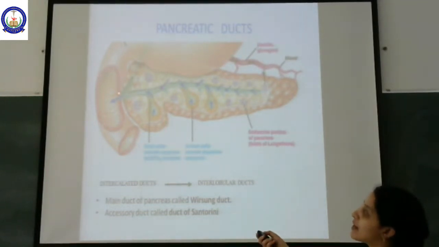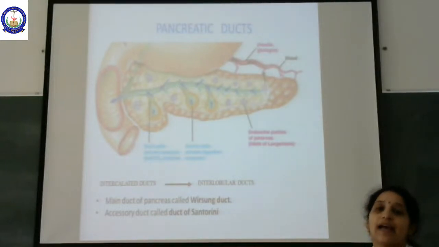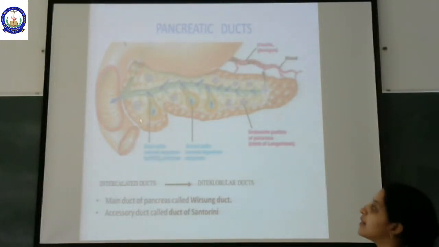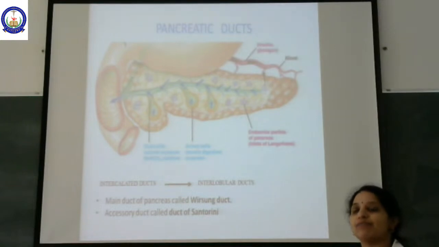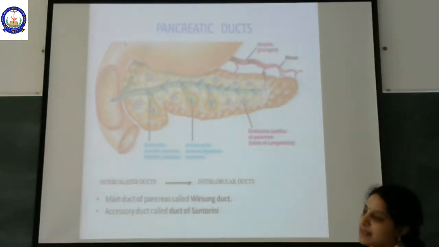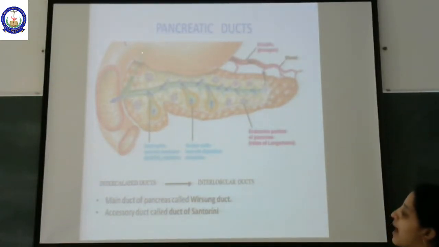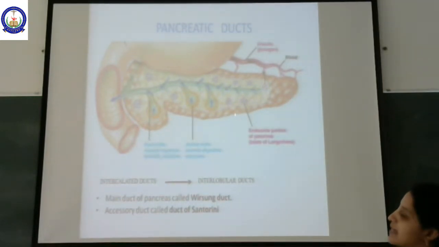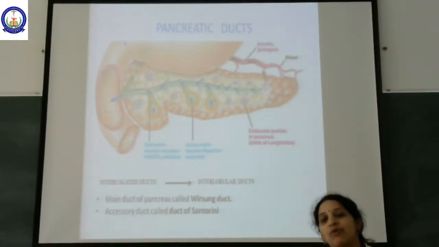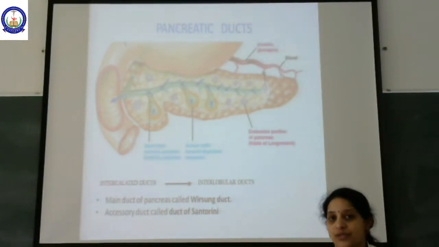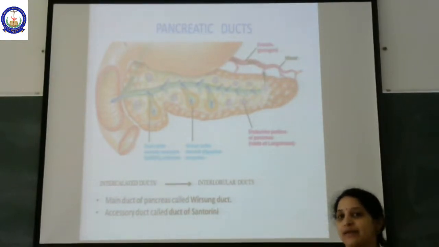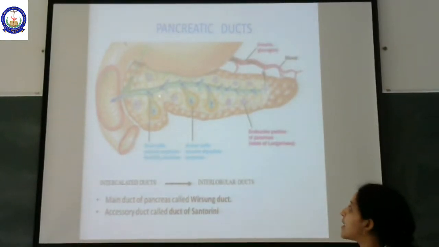And here the function of these glands, the enzymes which are poured here, they will help in the digestion and absorption of various substances. Okay. Now, this is one more duct called the accessory duct or duct of Santorini. These smaller glands are the endocrine glands. These endocrine glands are responsible for secretion of hormones, which we will study in the endocrine section. Okay. Here we will study mainly the exocrine glands.